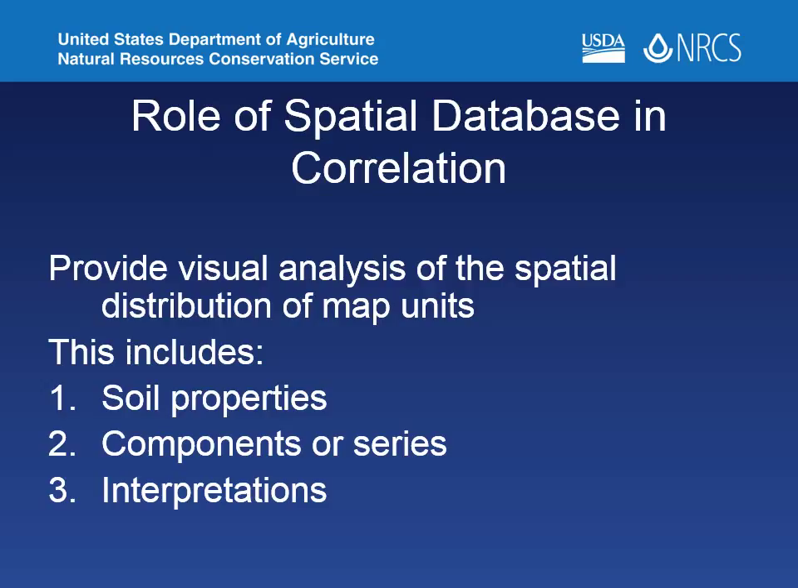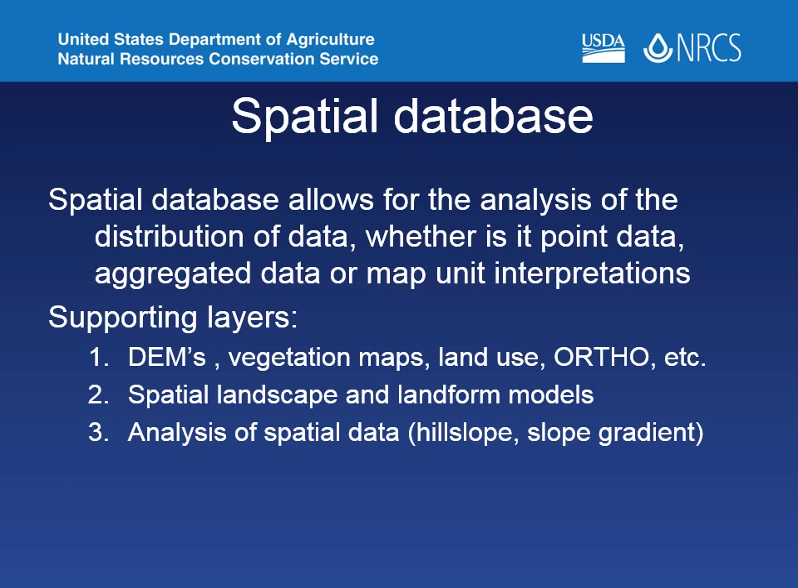Okay, we also include the spatial database as part of our correlation decision, and basically what this does is allow you to have a visual image to identify. And so we can use spatial images to look at soil properties, components, or interpretation. And we have a lot of supporting layers that we can use to assist us in this correlation endeavor. The DEMs, the veg maps. We can use the landscape and landform models, and we can also do analysis on the spatial DEMs to look at hill slope, shading, slope gradients.